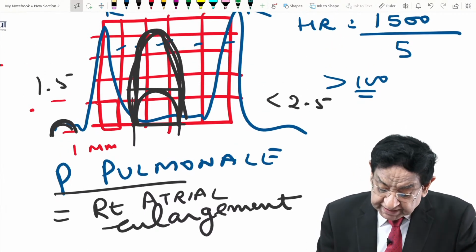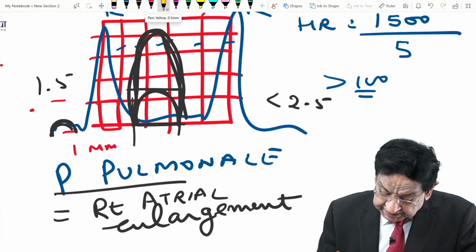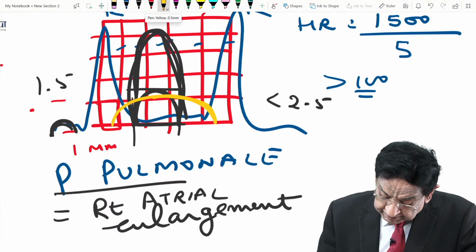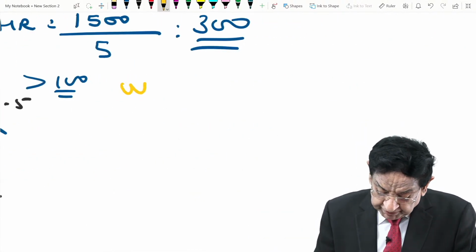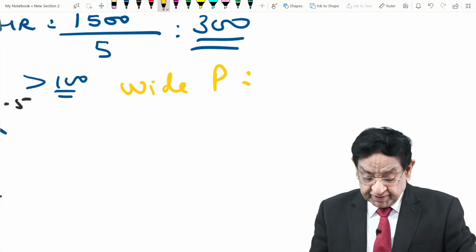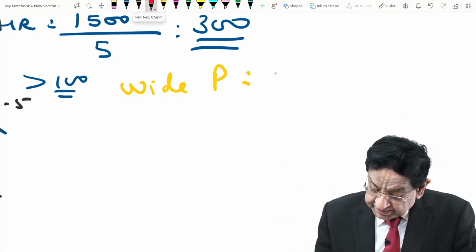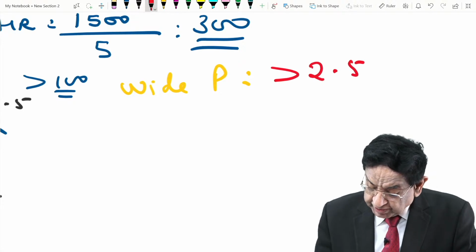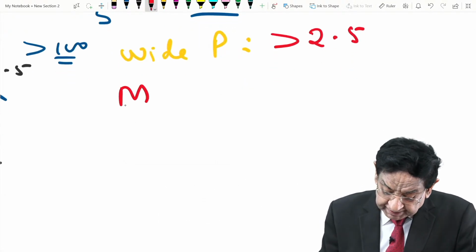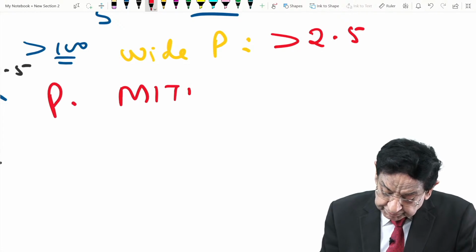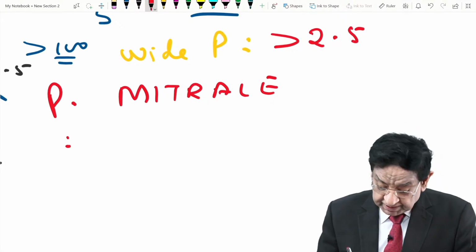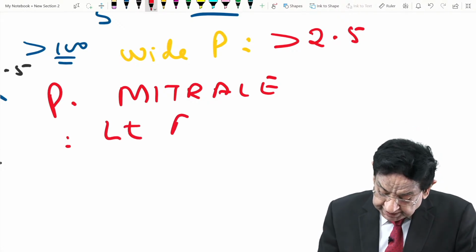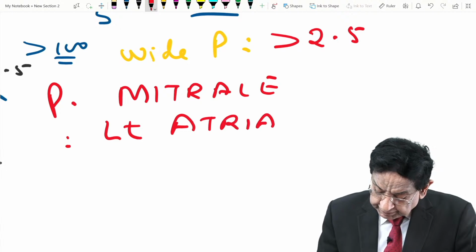Now let me tell you something extra. Suppose you get a P wave like this. What you are getting is a wide P wave. The height is normal but it is a wide P wave. The wide P wave, when it is more than 2.5 small squares, we call P mitrale. That we see in left atrial enlargement.